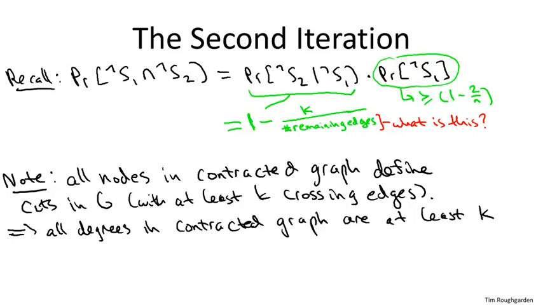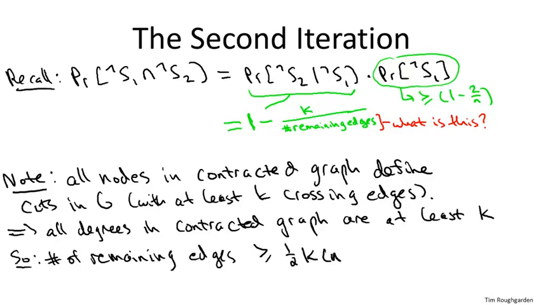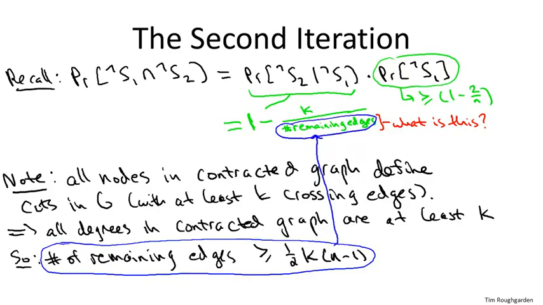So just like in the first iteration, now that we have a lower bound on the degree of every single vertex, we can derive a lower bound on the number of edges that remain in the graph. The number of remaining edges is at least 1/2, that's because when you sum over the degrees of the vertices, you double count the edges, times the degree of each vertex, and we just argued that that's at least k in this contracted graph, times the number of vertices, and we know there's exactly n minus 1 vertices left in the graph at this point. So now what we do is we plug this lower bound on the number of remaining edges in, we substitute that for this denominator.